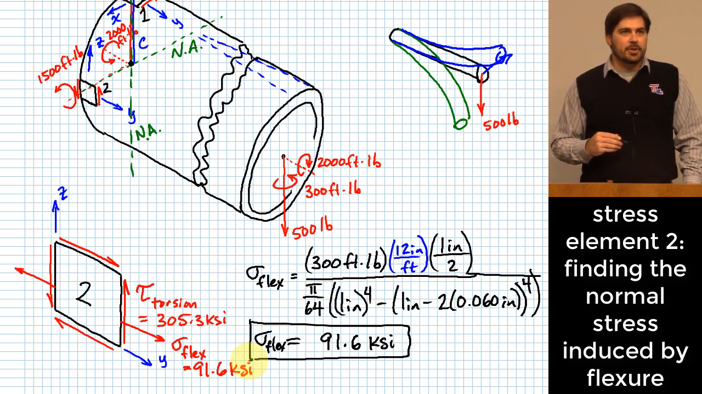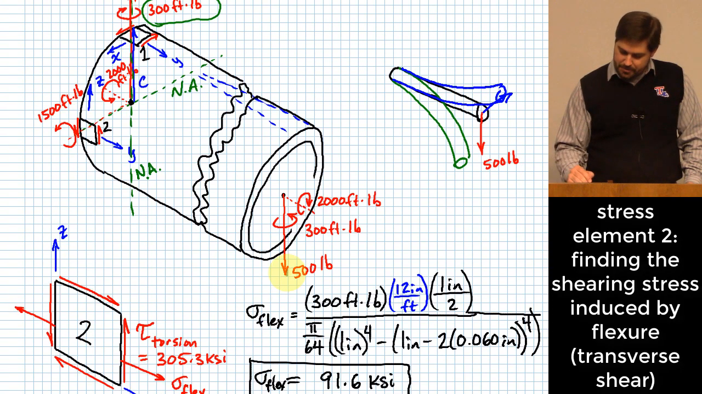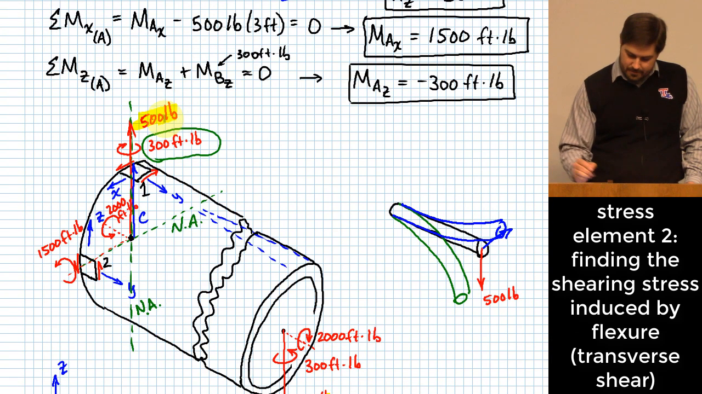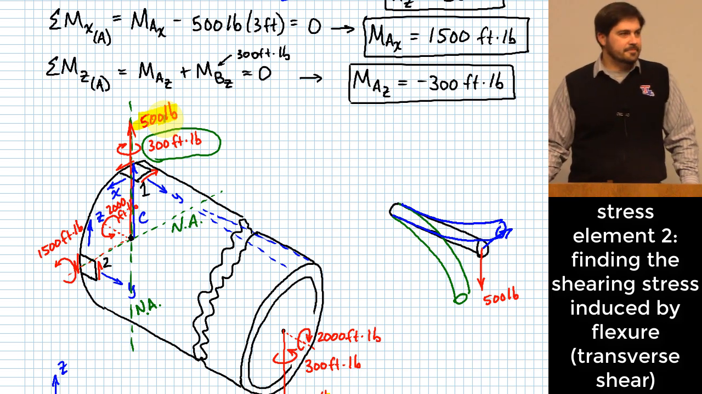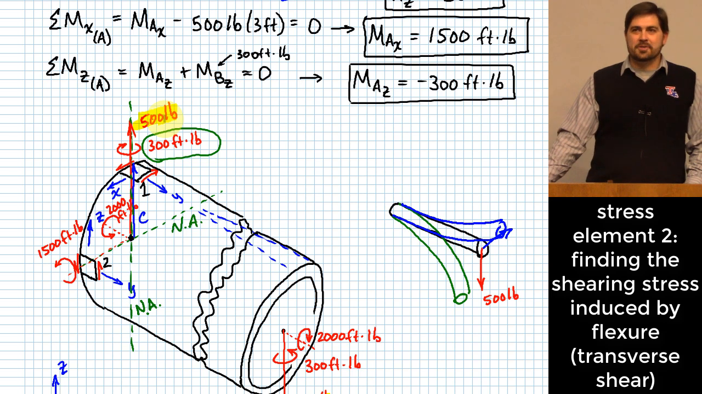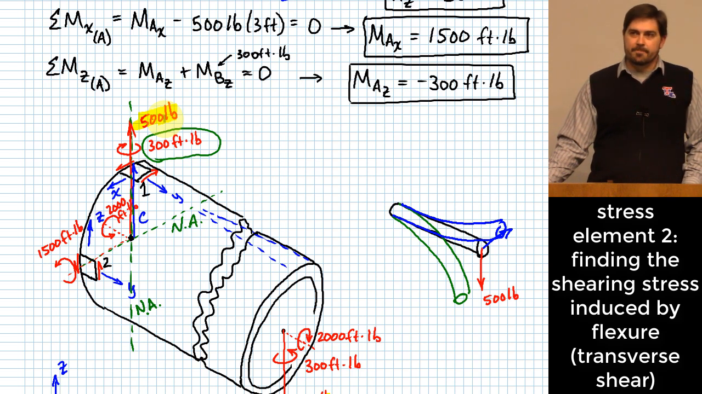Okay. I'll give you a little hint. What about this 500-pound force right here? And this 500-pound force up here? Okay. I hear some people talking about some shear. All right. And there was an effect that you learned about in one of your mechanics of materials classes. We called it transverse shear. In some cases, they might call it beam shear.